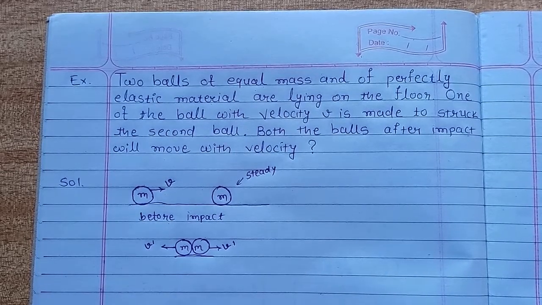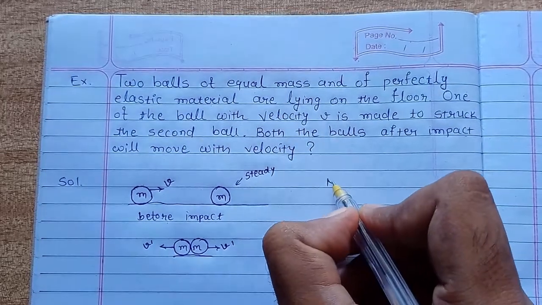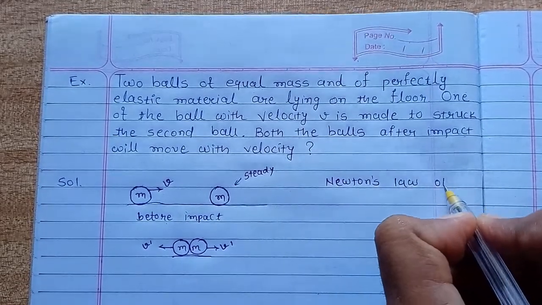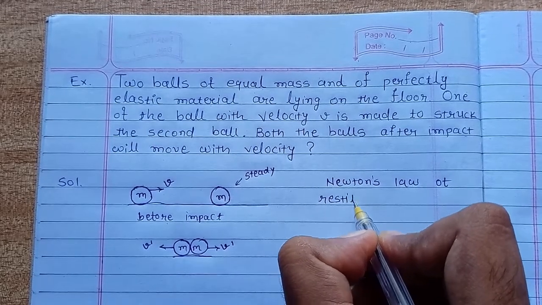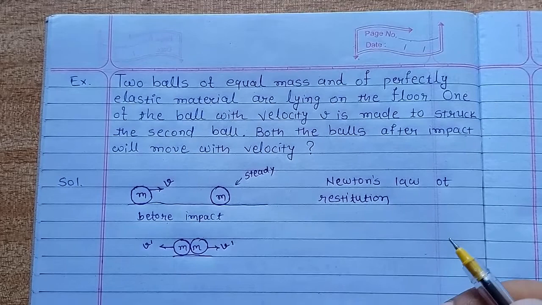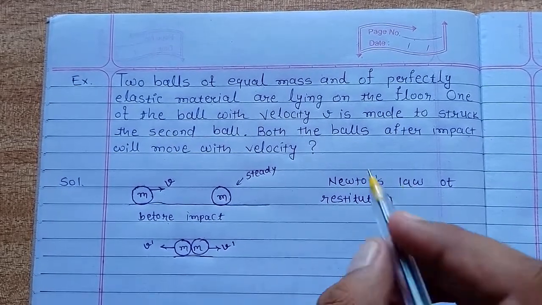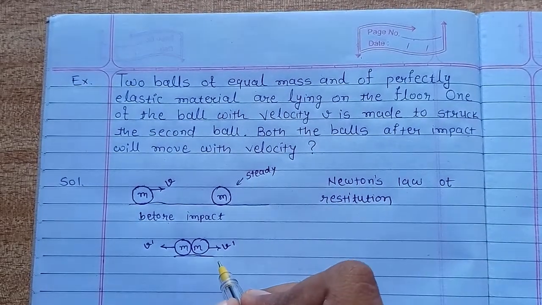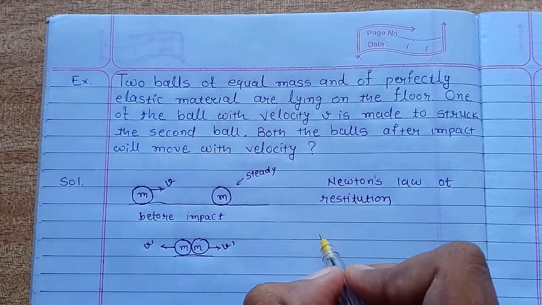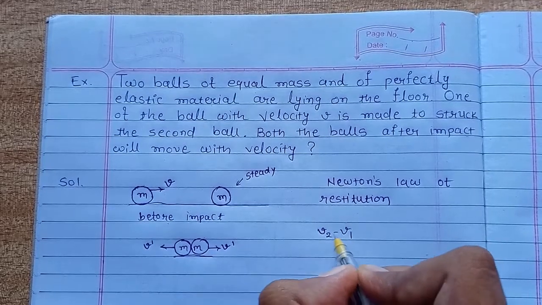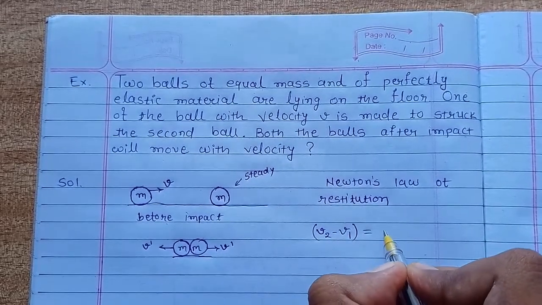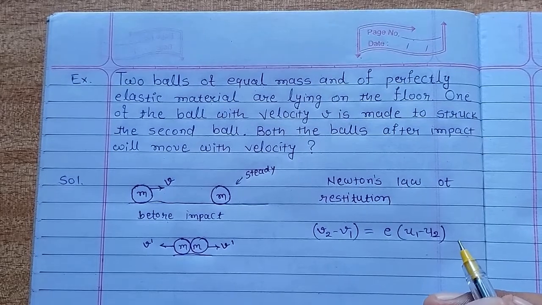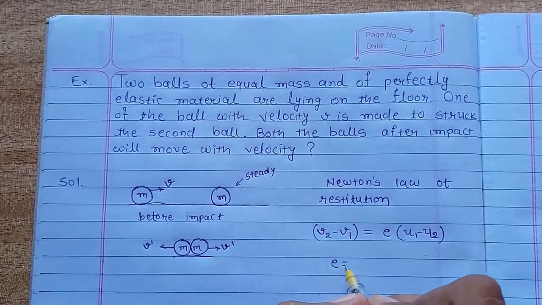Newton has given a law called Newton's law of restitution. According to Newton, the relative velocity after impact, let's say v2 minus v1, is equal to e times the relative velocity before impact, where e is called the coefficient of restitution.